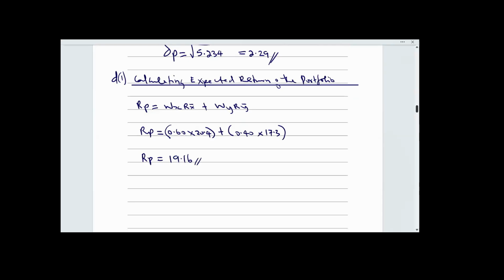19.16. So D Roman figure 2, calculating portfolio risk.